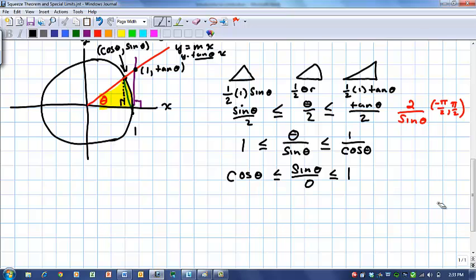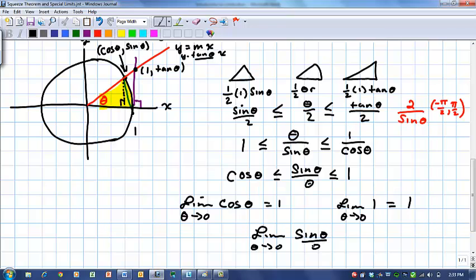And now we will apply the squeeze theorem. The limit as theta approaches 0 of the cosine of theta is equal to 1. The limit as theta approaches 0 of 1 is also equal to 1. And since sine theta over theta is squeezed between those, and they have the same limit, the limit as theta approaches 0 of the sine of theta over theta must also equal 1 by the squeeze theorem.